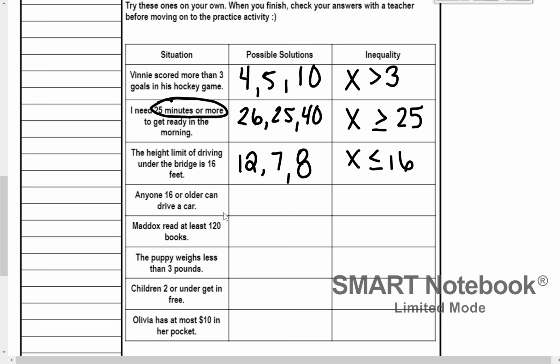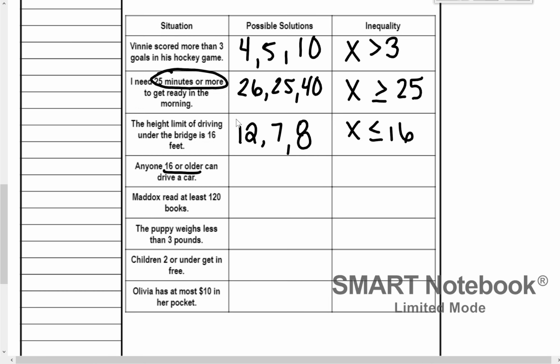Anyone 16 or older can drive a car. So 16 or older. At this point, I would like you to pause the video and try some of these on your own if you haven't already. 16 or older: you could be 16, 17, 24. X is going to represent the age of whoever's driving the car, and they have to be greater than or equal to 16. Notice how these two situations are different.